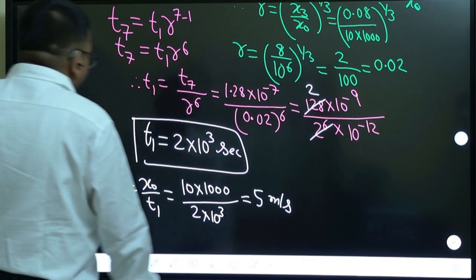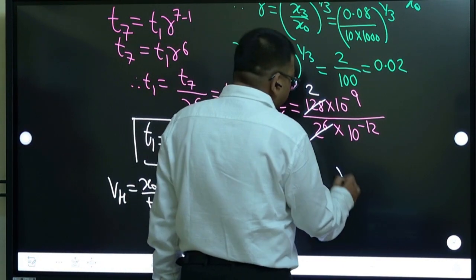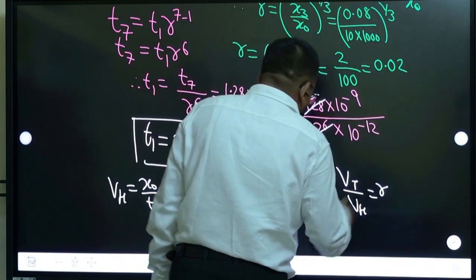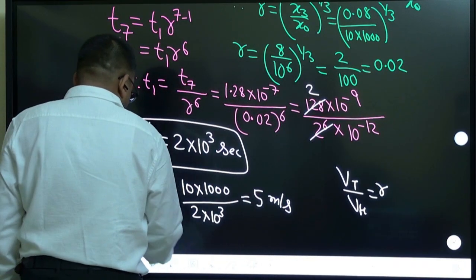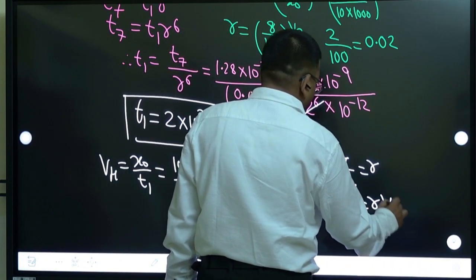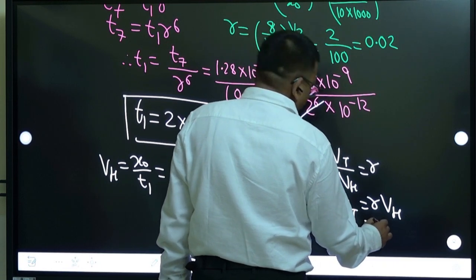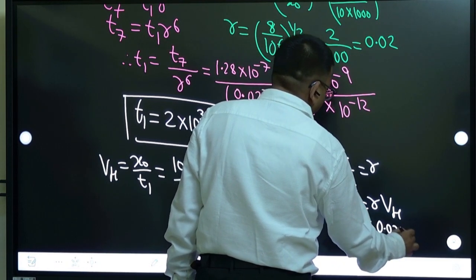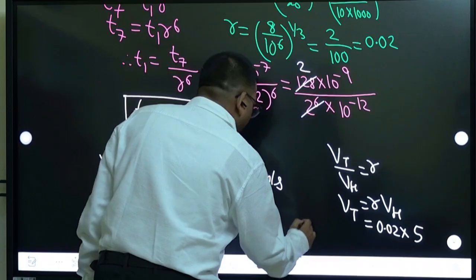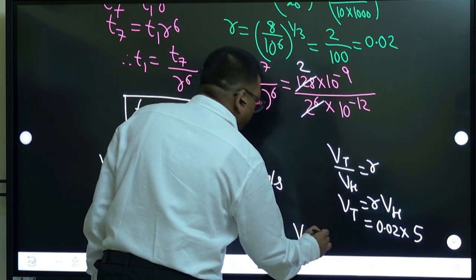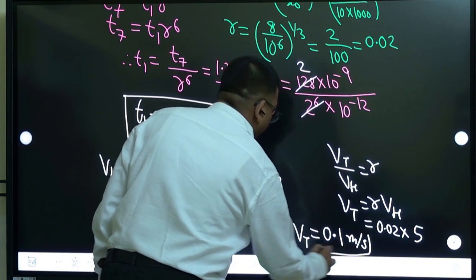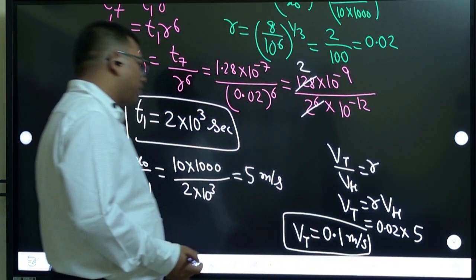Okay. And now we know already that Vt by Vh is the ratio R, correct? So now we can calculate Vt from here. Vt becomes R into Vh. R is 0.02 into Vh, just now we have calculated as 5. So how much is Vt? 0.1, right? So now the game is over.